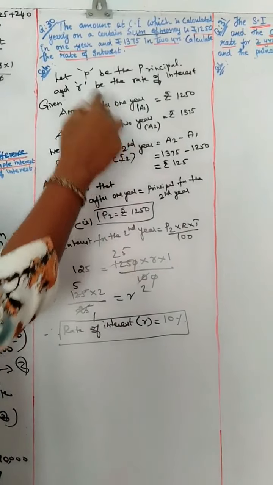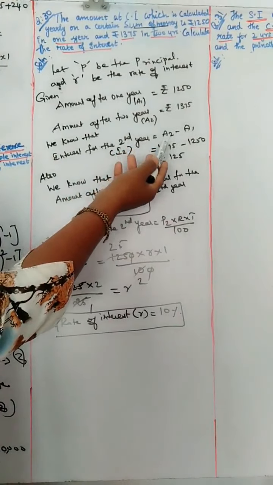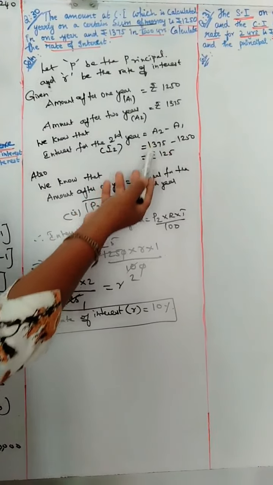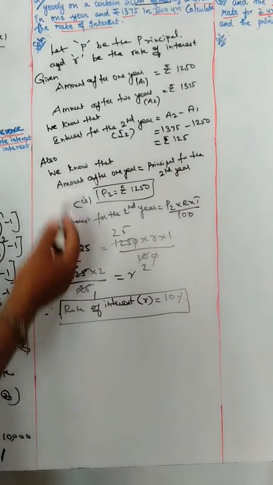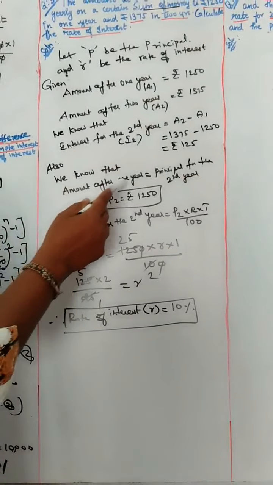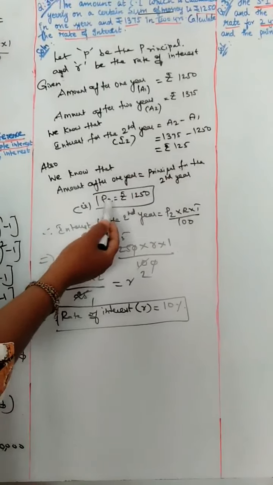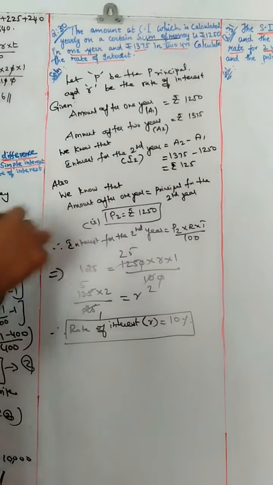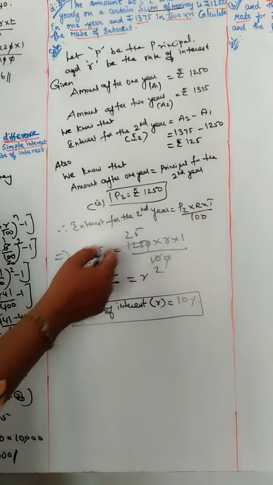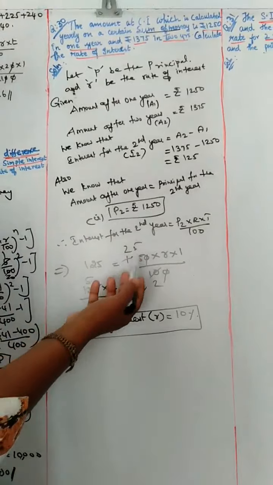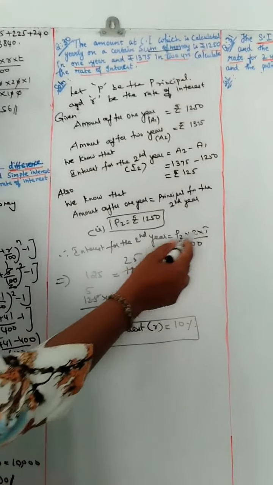Okay. So from using these two, we can say that the interest for the second year will be the second year amount minus the first year amount. The difference of these two is the interest for the second year, which is 125. Then already we know that amount after 1 year will be the principal of the second year, right? Which is P2, that is 1250. Then using the interest formula for the second year, we are substituting the value here, that is P into R into T by 100.